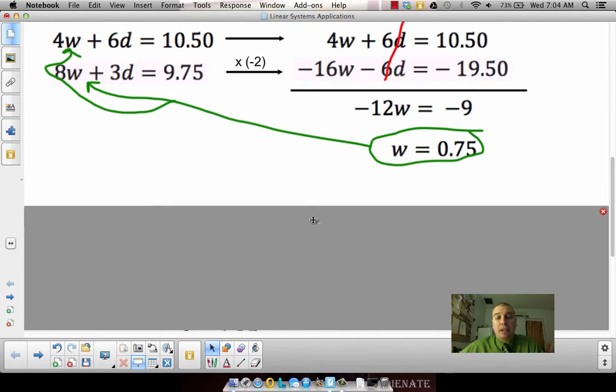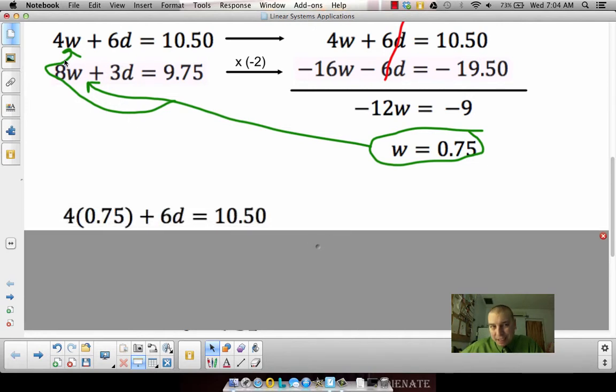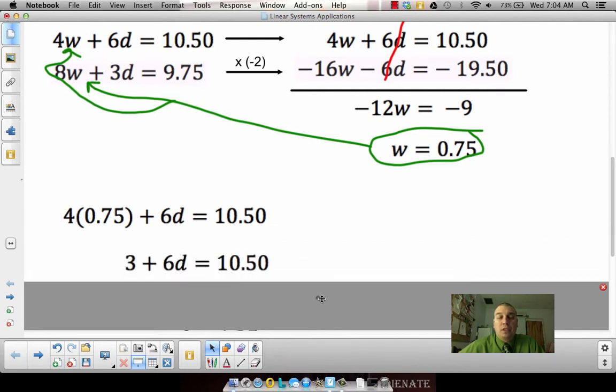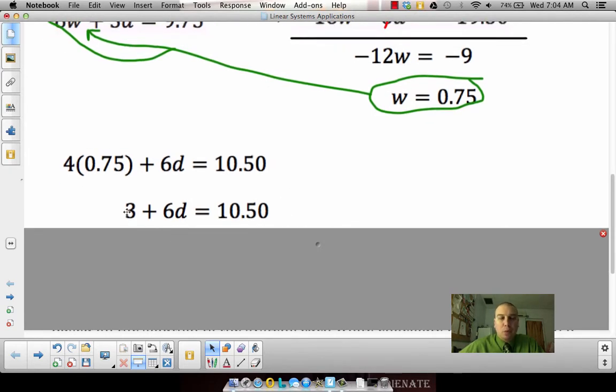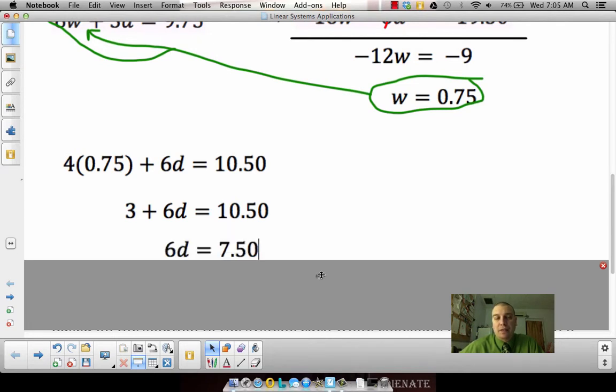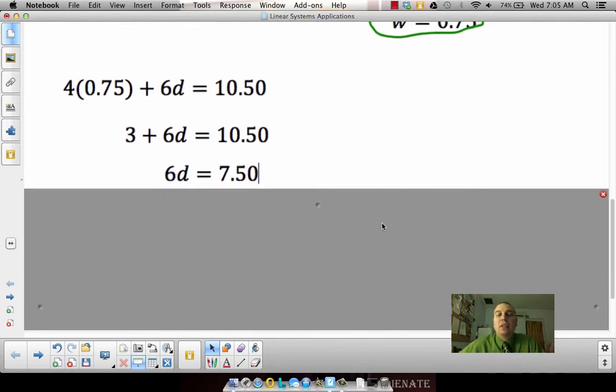Okay, so now we come down, scroll through a little bit. I decided to put it in the first one, give myself a little bit less arithmetic to deal with, but the nice thing is it doesn't really matter because you're using a calculator for this. So you're going to have the 4 times, you substitute the 75 cents in, plus 6D is equal to 1050. Well, 4 times 0.75, $3. So 3 plus 6D. Now I got to move this 3 to the other side by subtraction, so I'm going to subtract 3 from both sides of the equation. 6D is equal to 750.